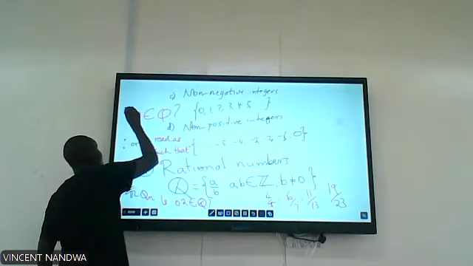So before we move to the next set, if we are to relate what we have covered so far, is it true to say that all rational numbers are integers? True or false? All rational numbers are integers.